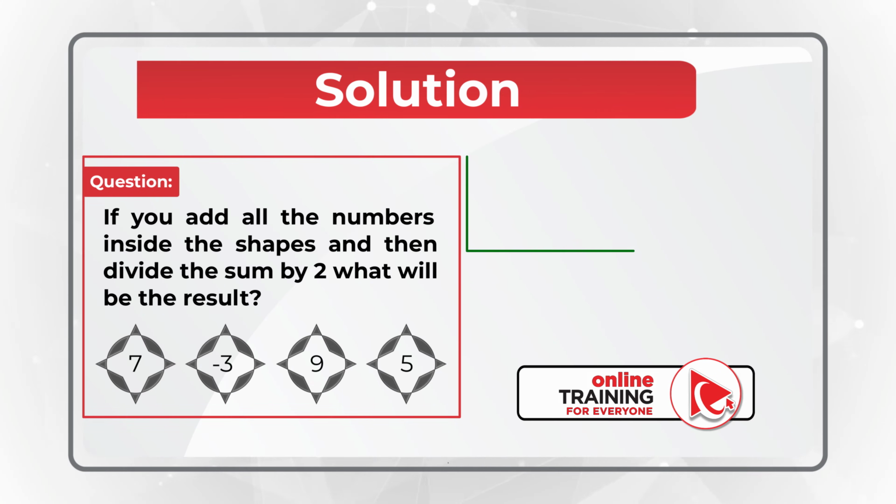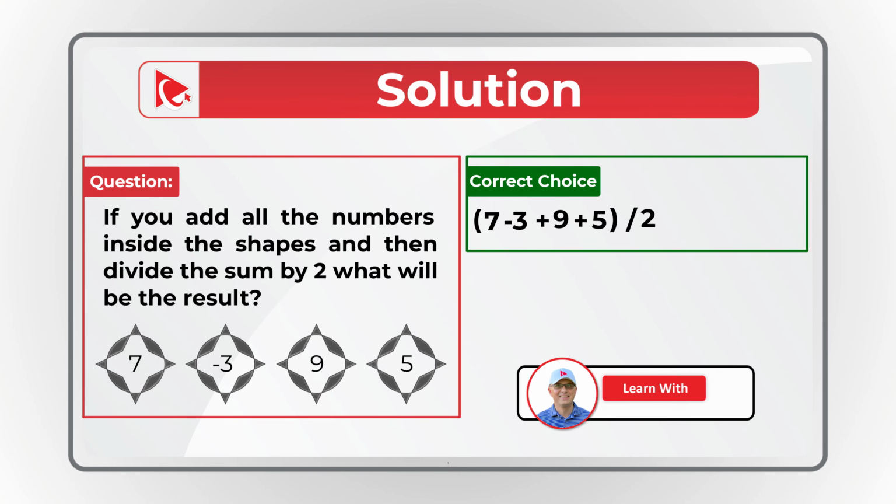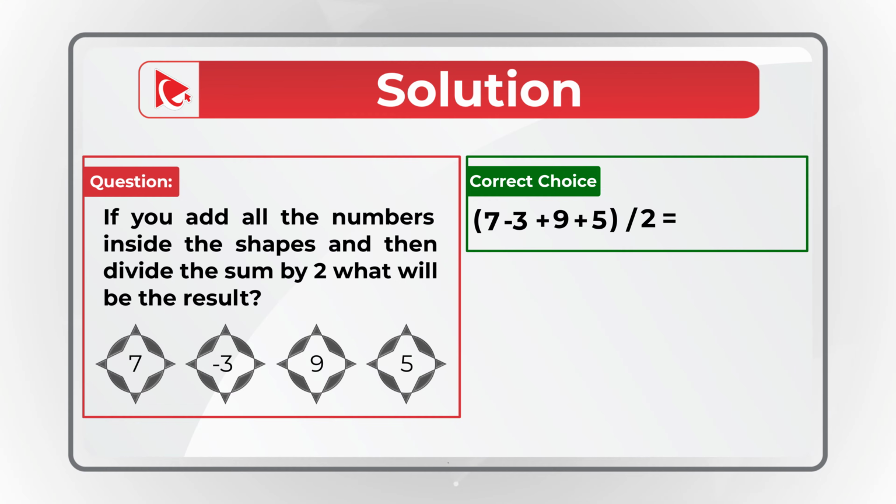The math here is pretty straightforward. You need to do 7 minus 3 plus 9 plus 5 in parentheses and then divide the sum by 2. The result would be 18 divided by 2, which would be equal to 9. And this is my choice for the correct answer.